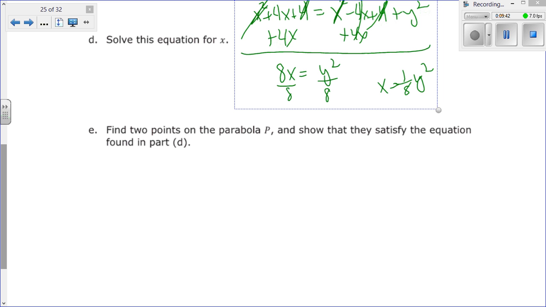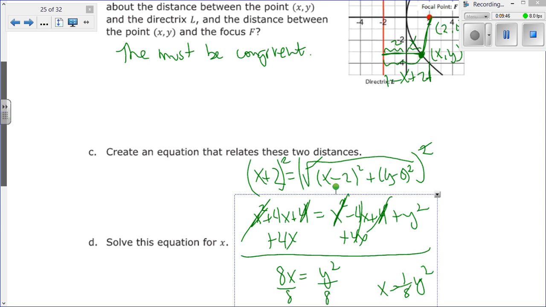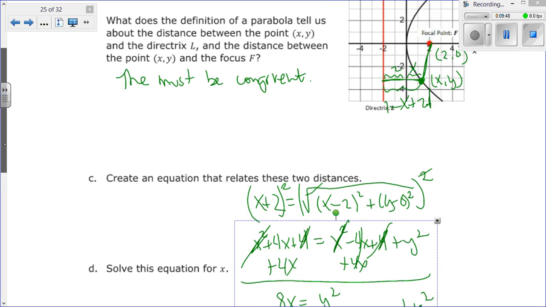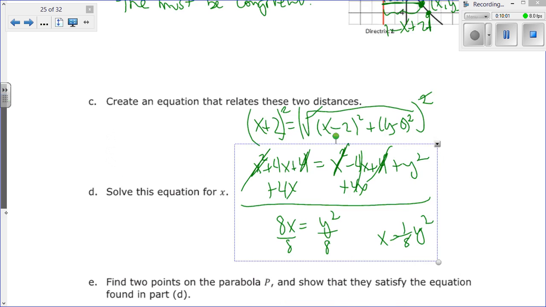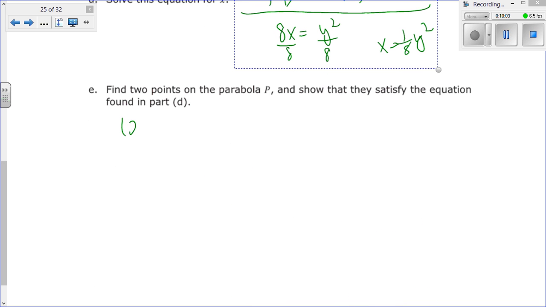Find 2 points on the parabola P, show that they satisfy the equation found in part D. So if I go back up to the graphs, I can see that I have the point 2, 4, and the point 2, -4. Pretty easy to see on my graph. So the point 2, 4, and the point 2, -4.